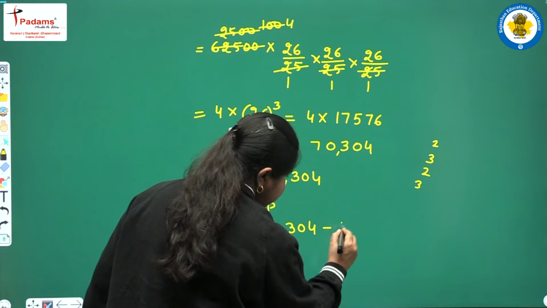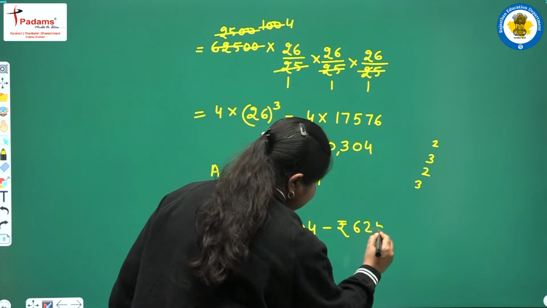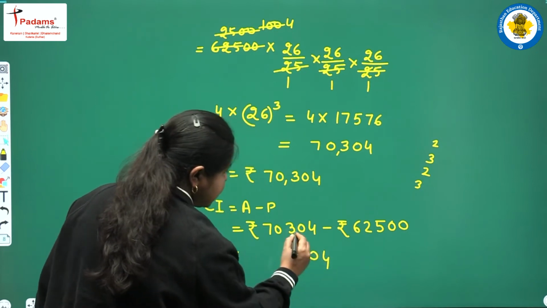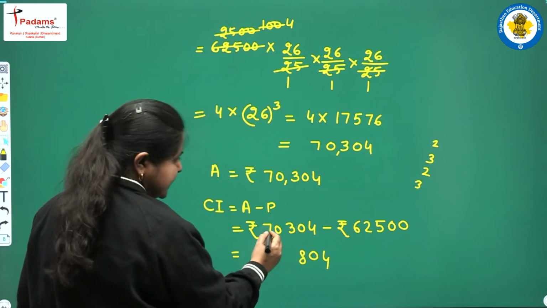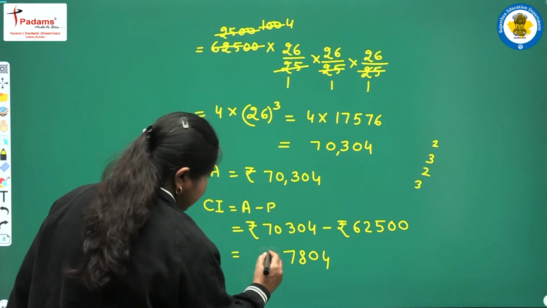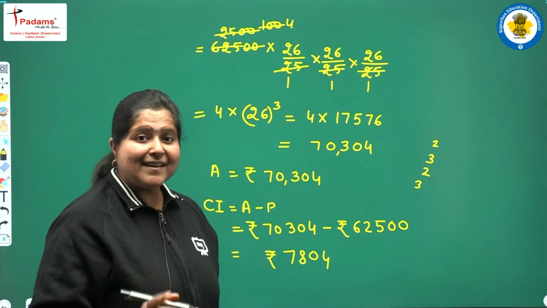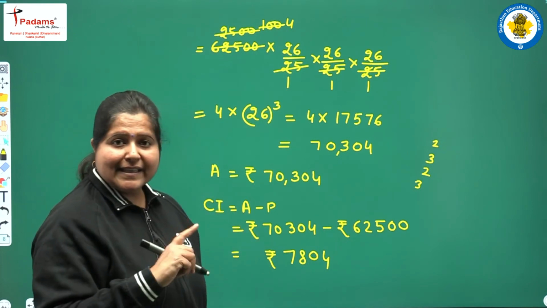Then the compound interest is amount minus the principal, and here we will write rupees 70,304 minus rupees 62,500, which is the principal. Subtract, you will get 04. 13 minus 5, it's 8. Cancel it. 9 minus 2, it's 7, and then rupees 7,804. This is the compound interest in this question.